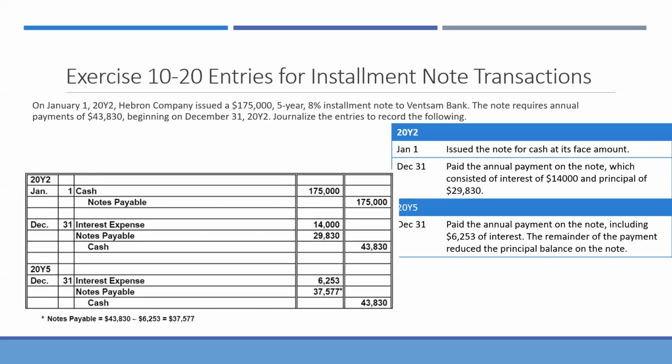So in the first year, we have interest expense of $14,000, and then equal payments every year of $43,800. So if we know our final year interest is $6,253, we can take $43,830 minus $6,253, which is equal to the remaining principal balance of $37,557.